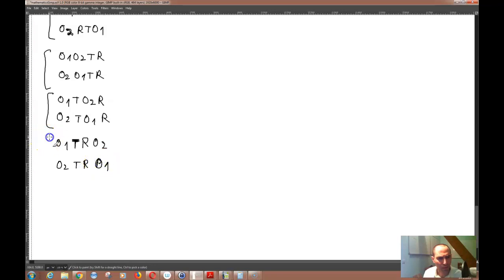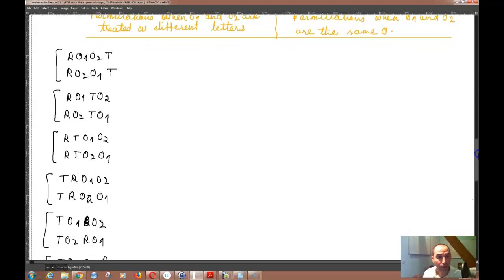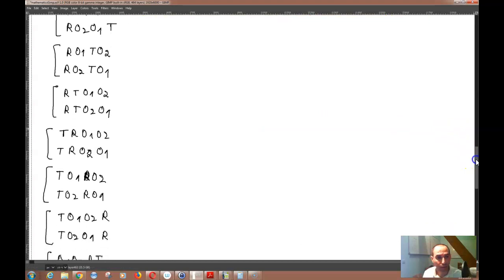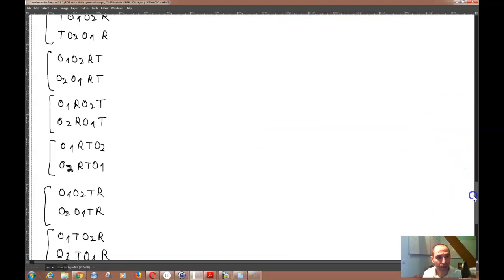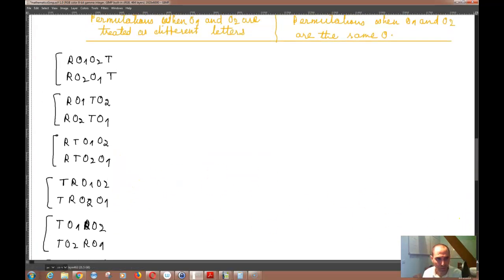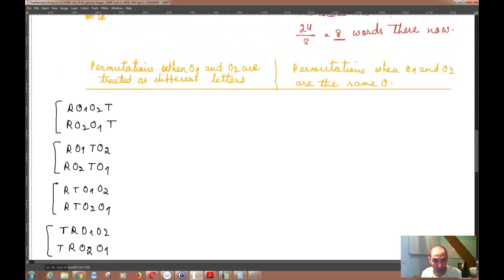O2TRO1. So in total you have basically all of these results, meaning that you have 1, 2, 3, 4, 5, 6, 7, 8, 9, 10, 11, and 12. 12 times 2 is equal to 24. 24 basically permutations. Now I have 24 permutations when O1 and O2 are treated as different letters.